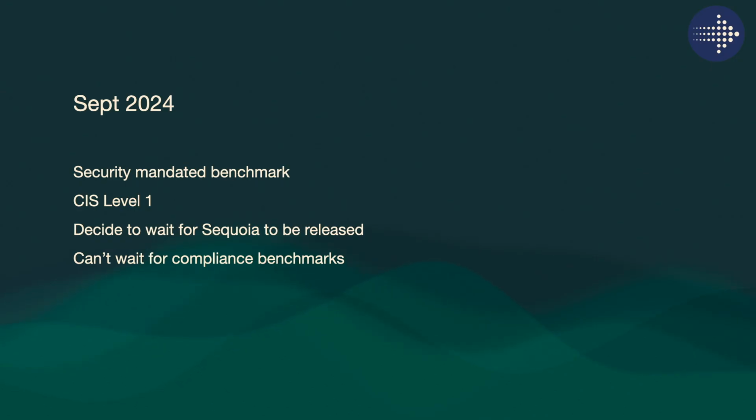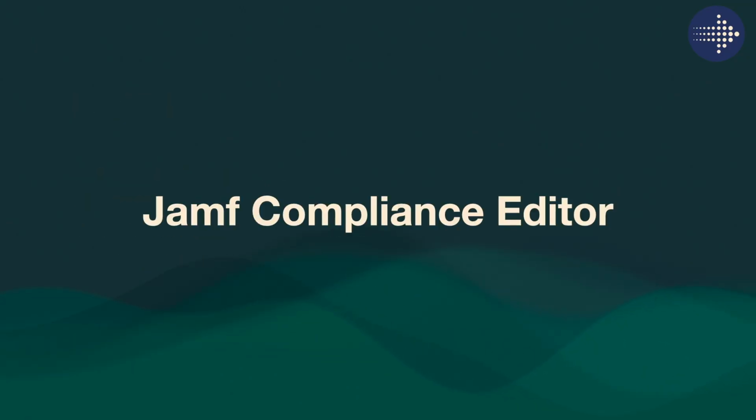So, in September last year, our security department asked us to enforce a security benchmark. We agreed with them that the CIS Level 1 was probably the most appropriate for us, knowing that it would require some tweaking. As Sequoia was about to come out, and benchmarks are reviewed every time a new OS is released, we asked them if we could wait for macOS 15 to be released, and they were happy with that. Compliance benchmarks had just been announced at JNUC, but we didn't quite have a release date or a timeline for it, so we decided to proceed without it.